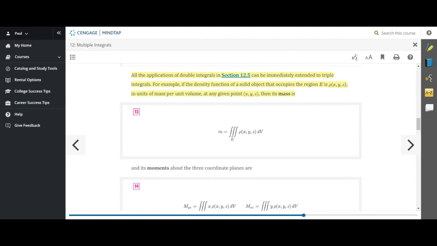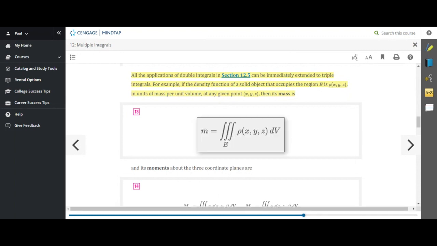A good example: if the density function of a solid object, now not a lamina, occupies a region and has a variable density function given by rho of x, y, z, in units of mass per unit volume, then the mass is given by this formula. So this is just an extension of the total mass formula that you learned in section 12.5, right?